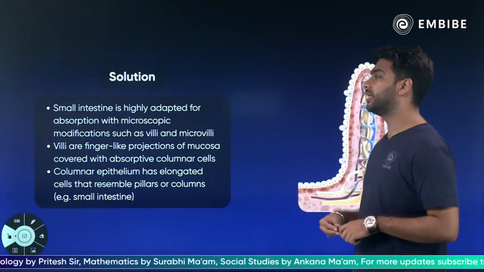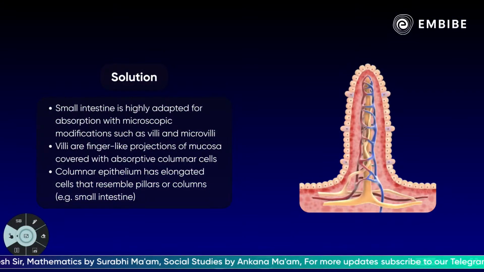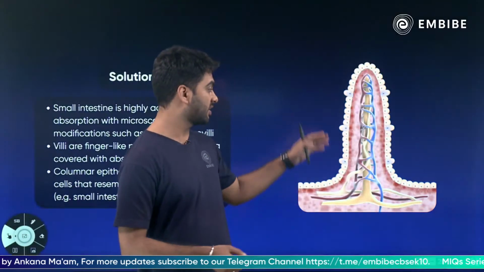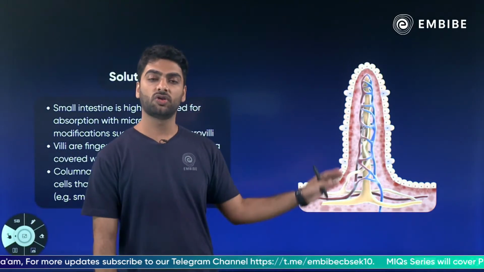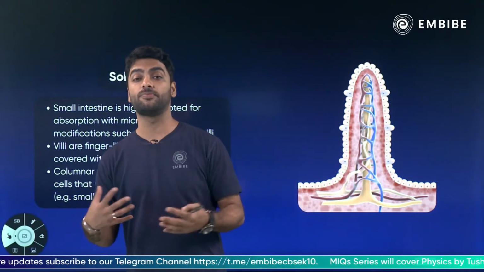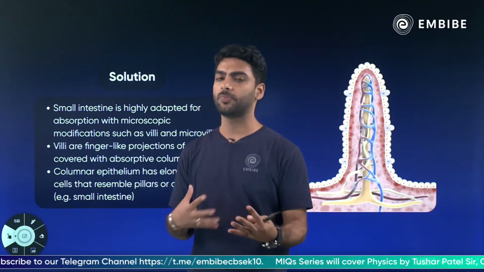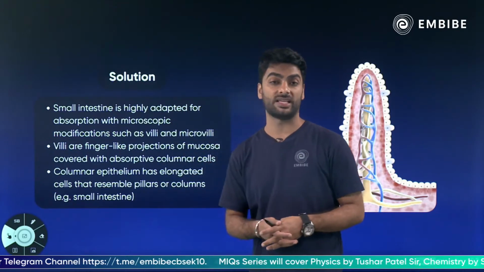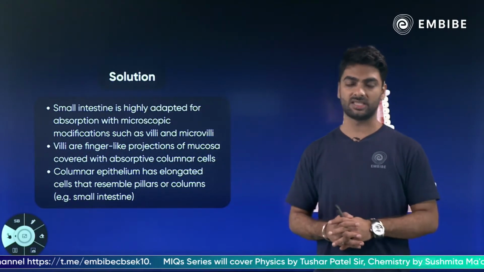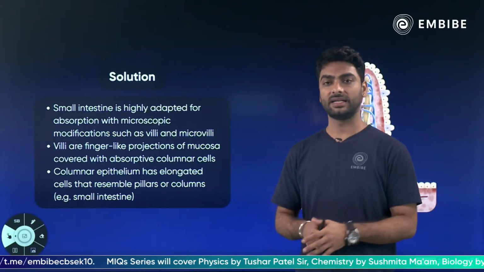Okay? Small intestine is highly adapted for absorption and that is why they have villi and microvilli, and columnar epithelium has elongated cells that resemble pillars or columns, and that is why they are present in the microvilli. So here you will have columnar epithelium, which helps in absorption of nutrients during the process of digestion in the small intestine. Small intestine is the site for complete digestion.